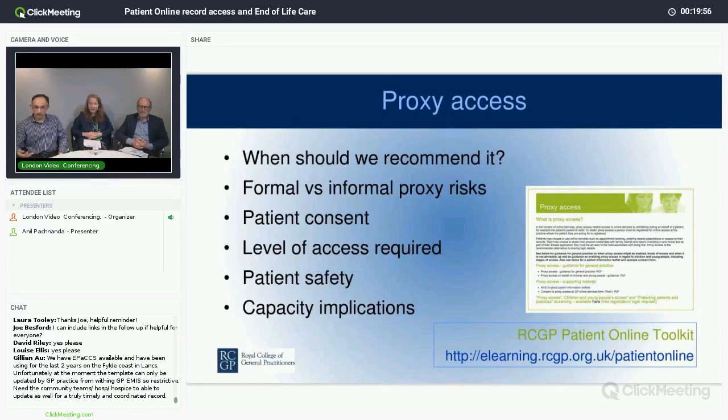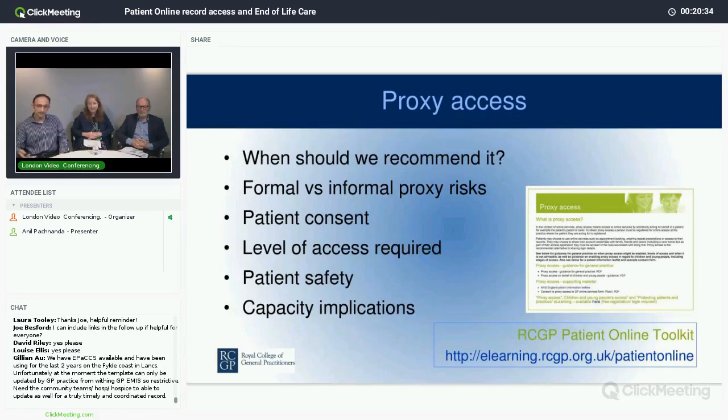There's this idea of formal versus informal proxy access. Informal being the patient just giving their login details to a relative. Obviously, there are inherent problems with that. It's difficult to audit. It's difficult to identify who's using it and when. And then there's the more formal approach where the patient formally requests that a proxy has access to their patient online, and the level of access would depend on what's set up for that patient or what the patient wants.